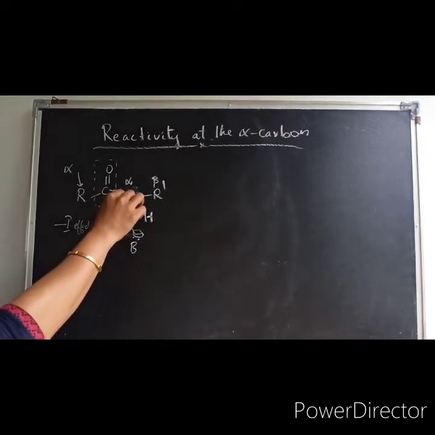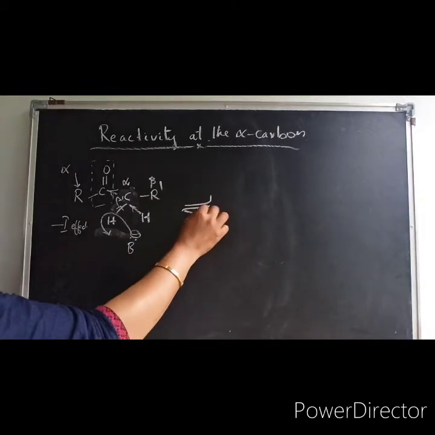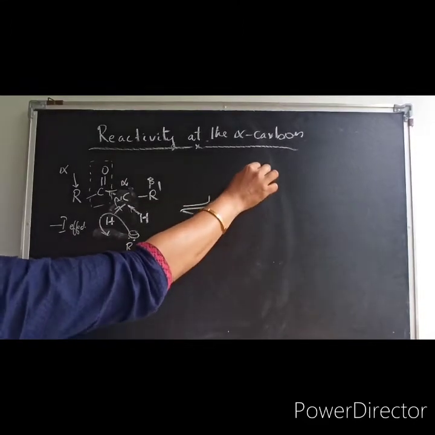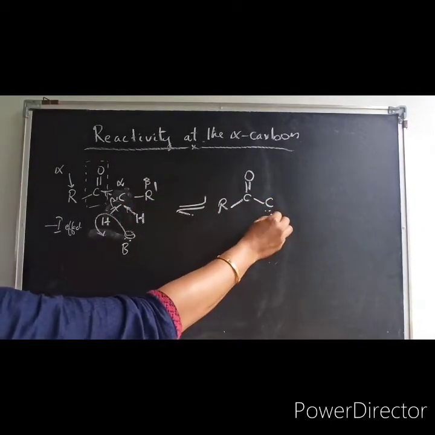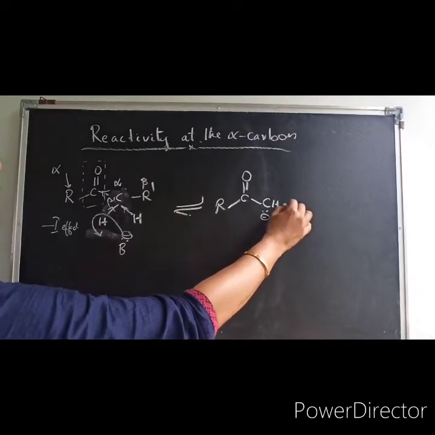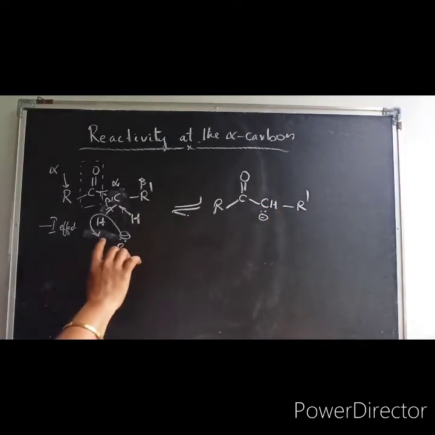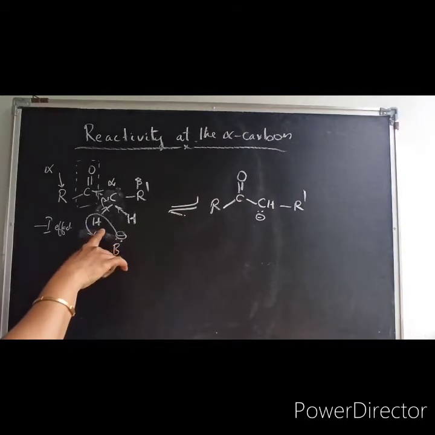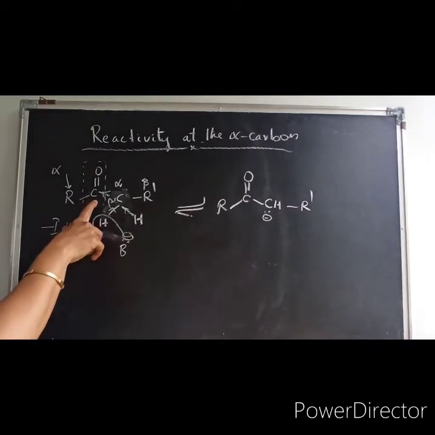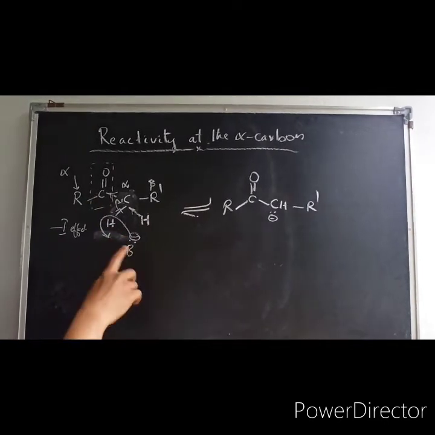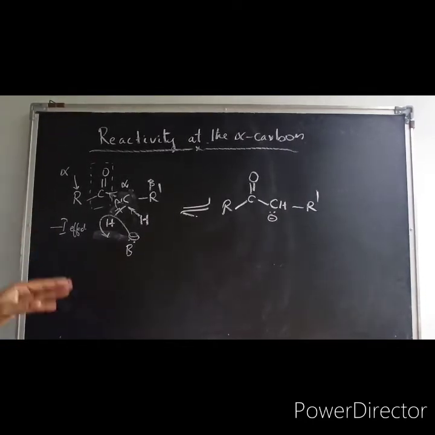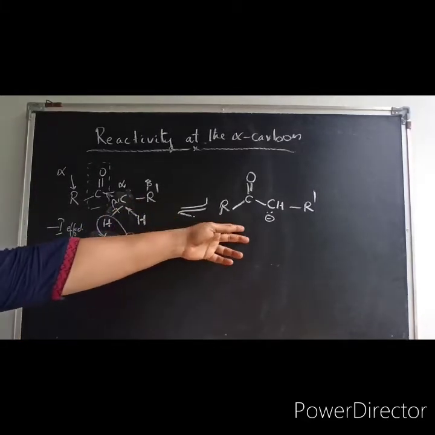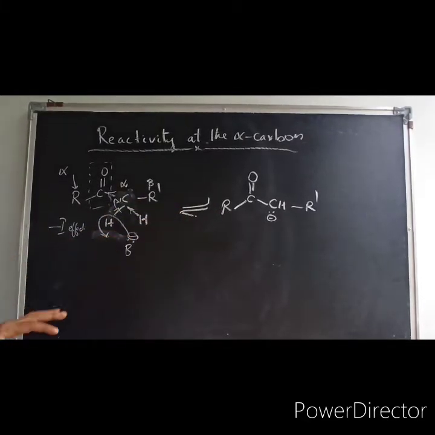This proton will be easily picked up by the base, and you will get R-C double bond O, C, where the bonded pair is given to carbon, so CH minus R dash. So the base will deprotonate this acidic hydrogen very easily because of the presence of the carbonyl group. This greater acidity of a hydrogen bonded to an alpha carbon of the carbonyl compound is very important for some reactions. Before that, this is also involved in keto-enol tautomerism.